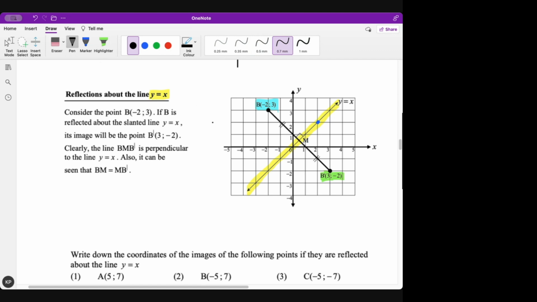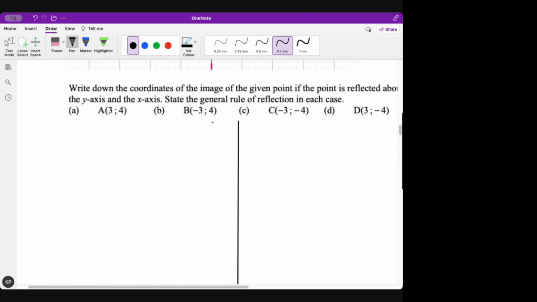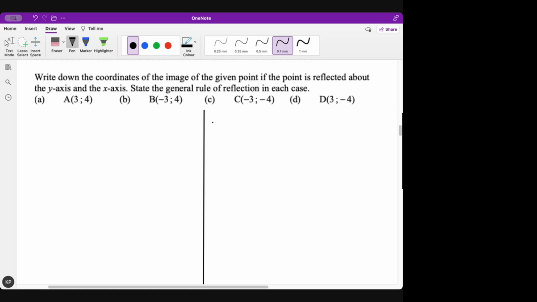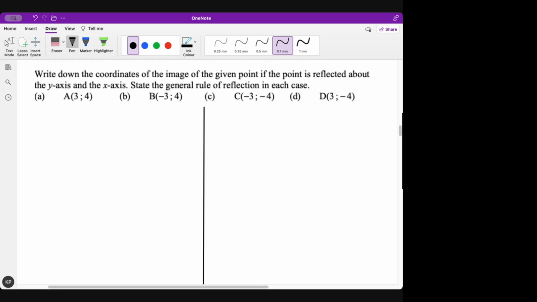All right. So let's look at the first activity that we have. Write down the coordinates of the image of the given point if the point is reflected about the y-axis and about the x-axis. State the general rule of reflection in each case. Okay, so I'm going to say reflection here.